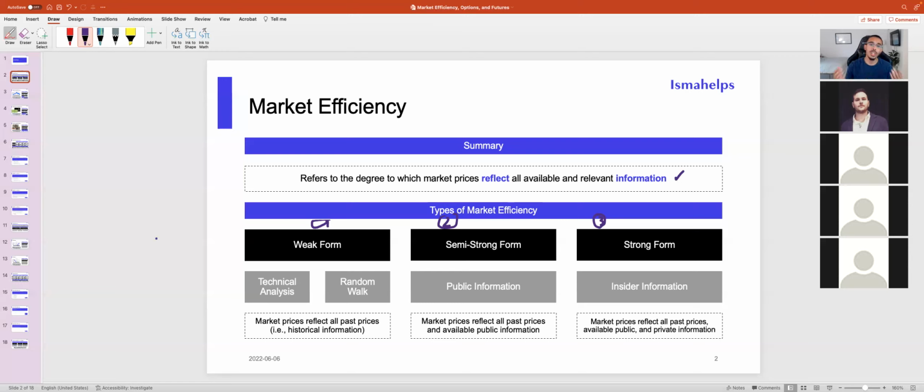Okay. So to what extent is Nike's stock price reflecting historical data, public data, and then private data? That's essentially what we're going to do. And that's a pretty cool thing to do.